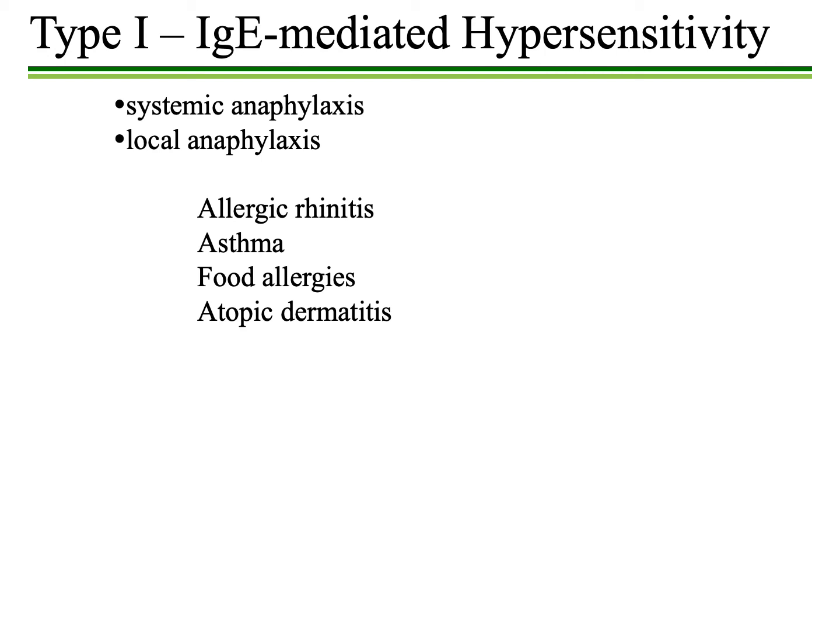Now, the more common type of type 1 hypersensitivity is known as local anaphylaxis, and these are the minor types of allergic reaction that you may have heard about. Things like allergic rhinitis, where you have hay fever, sneezing. These are oftentimes nasal types of allergies. Individuals who have asthma, that is in fact due to a type 1 hypersensitivity. This does affect the respiratory tract overall.